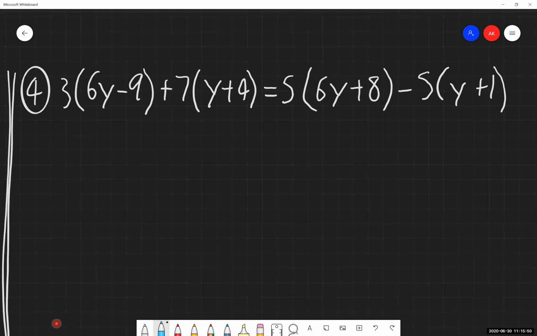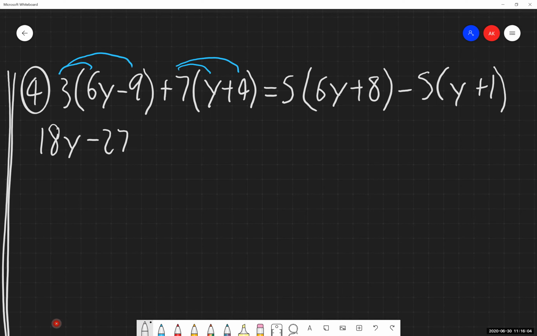Okay, so simplifying the left-hand side of the equation, distributing the 3 through here, distributing the 7 through over here. There we go. And I'm getting 18y minus 27 plus 7y plus 28. Then I'm combining like terms on the left-hand side. I've got 18y plus 7y. That's going to give me 25y. And then negative 27 plus 28. That's going to be a plus 1. Can't do anything else to that, so I'm done on the left-hand side.